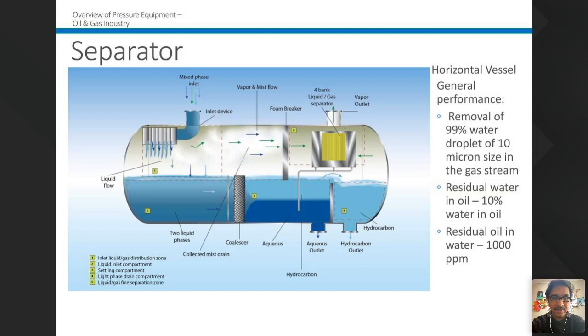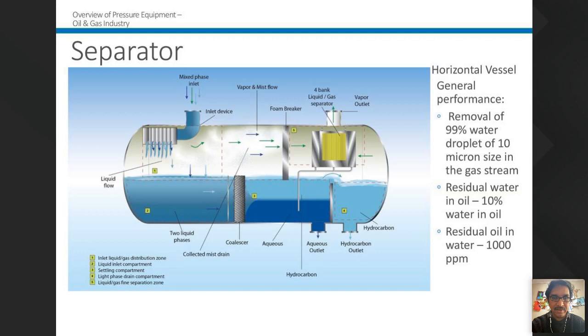And again, there is a small coalescer pack. It does a refinement process again. Small oil droplets coalesce, join together, make a bigger oil droplet, float on the surface and flow to the next chamber. So this process continues based upon the sizing criteria. The dark blue, what you see as aqueous solution, is purely water. And in the next compartment, what you see as hydrocarbon, is oil, which is taken out.